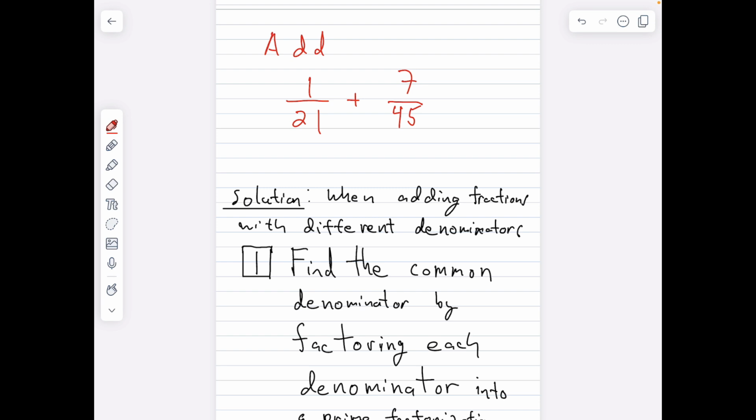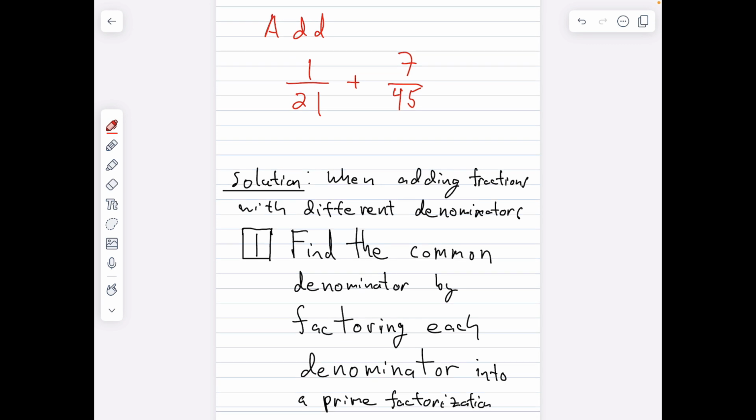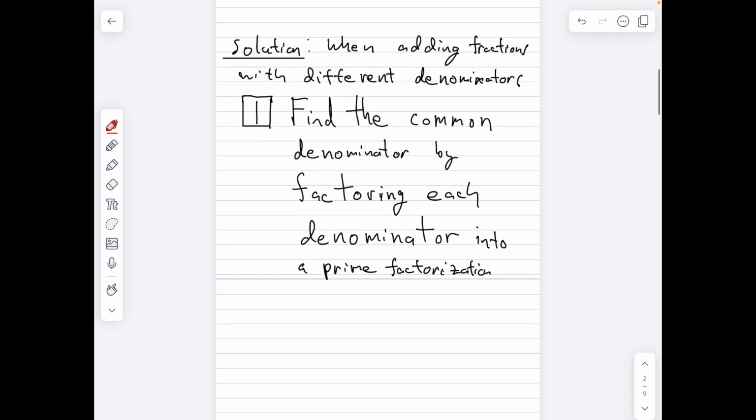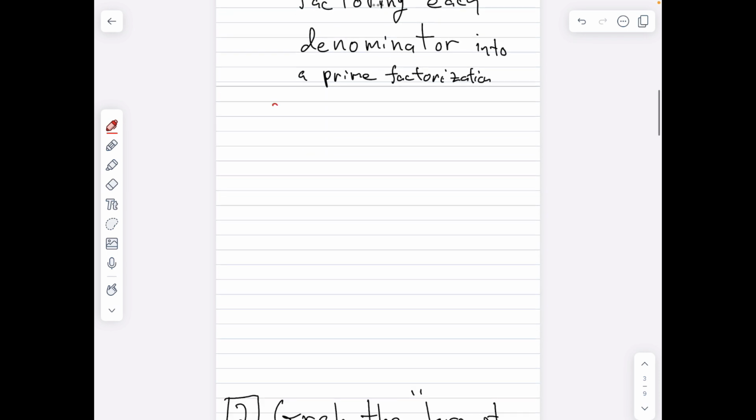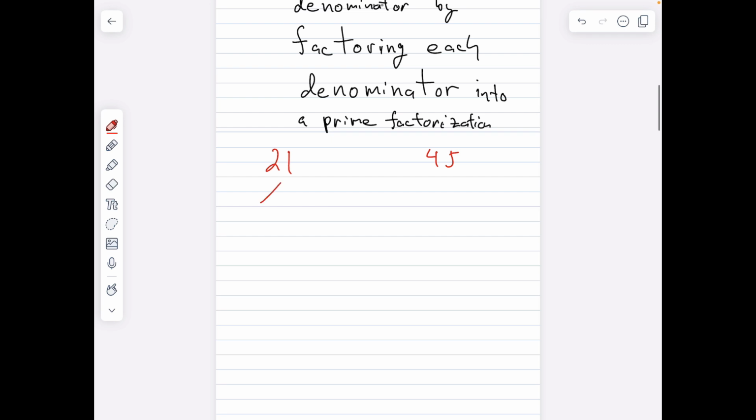So the first step here is I'm going to find the common denominator by factoring each denominator into a prime factorization, okay? So what does that mean? That means that you're going to take 21, take 45, and you're going to factor it. So you're going to ask yourself, what times what gives me 21? Well, 7 times 3 gives me 21, and that's it. That's where I stop because that's the prime factorization. Now 45 is 9 times 5, and then 9 itself is 3 times 3. And that's it. That is the prime factorization.